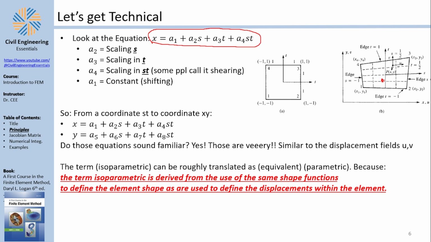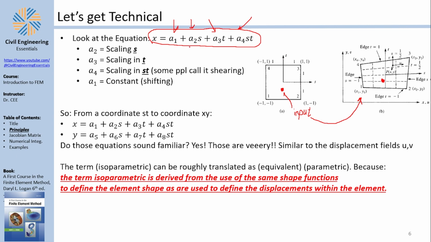Now, this red dot's position can be found if we know the position of the red dot on the real shape and the natural shape. If this is your input, and you know the scaling and shearing and whatever that happened, then you can find the x as an output from this equation. This equation says A1 plus A2S plus A3T plus A4ST equals x.